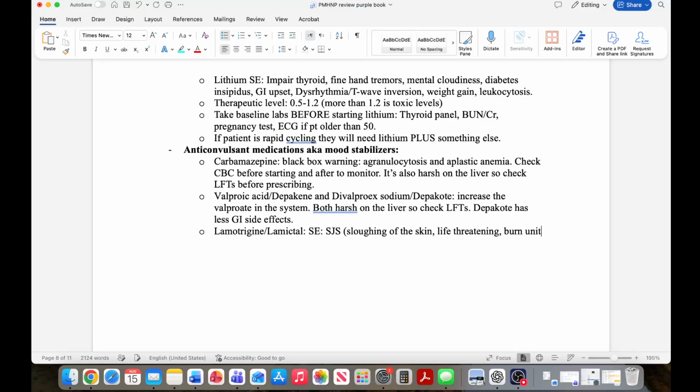It's actually dangerous. All right, so moving on here, let me see. CBC, blah, blah, blah. All right, lamotrigine. Now, lamotrigine is indicated for maintenance only.